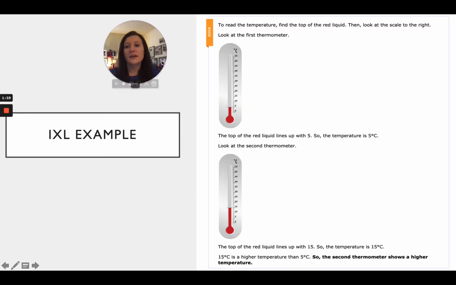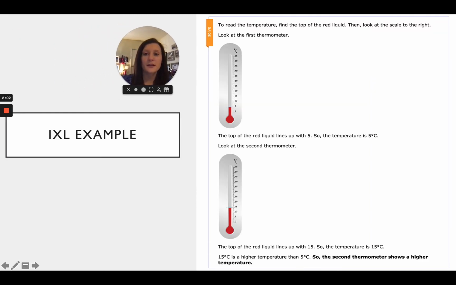All right, so let's look at another IXL example here. It says to read the temperature, find the top of the red liquid, then look at the scale to the right. We first look at the first thermometer here. The top of the red liquid lines up with 5 degrees. So the temperature is 5 degrees, and at the top it has degrees Celsius.